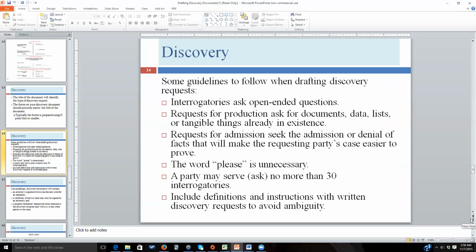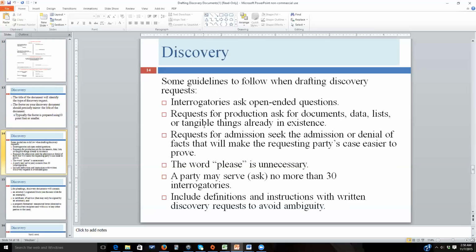In the request for production, you're going to ask for lots of things. Again, your goal is to get as much information as possible, so you're going to want to say, hey, give me all the documents that are documents, data, lists, tangible things, whatever. Your goal is to set a very wide net to get everything in. You may end up having a lot more than you need, but it's better to have more than you need and not use it than to miss asking the questions that's going to get you the document that you really need.